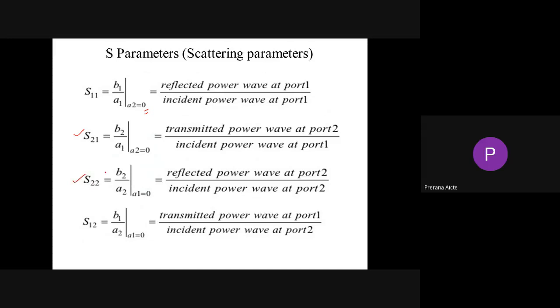And S22 is B2 by A2, where B2 is the reflected power wave at port 2 divided by the incident power at port 2, with A1 equal to 0. Similarly, S12 equals B1 by A2 with A1 equal to 0. So B1 is the transmitted power wave at port 1 divided by the incident power at port 2.